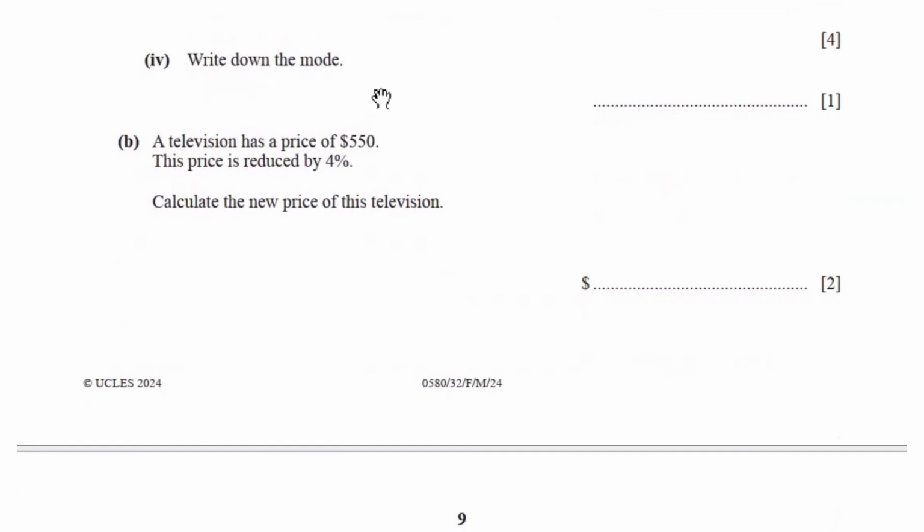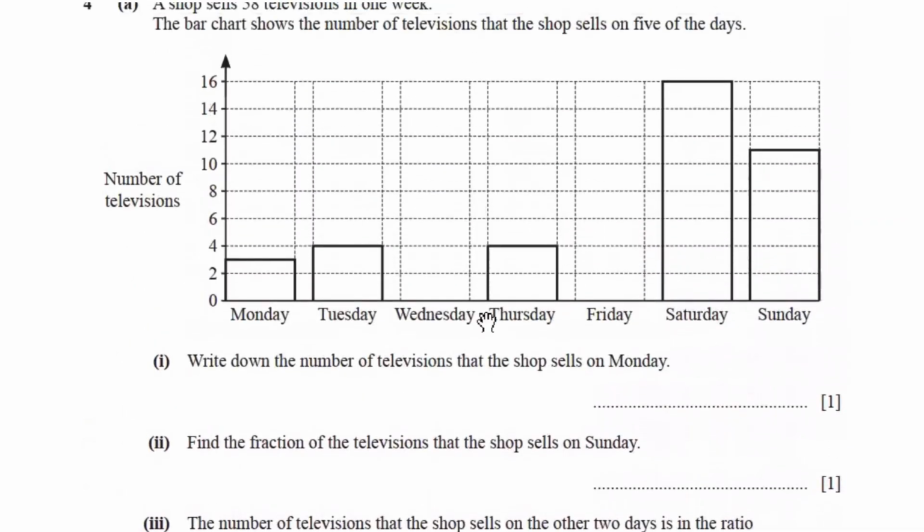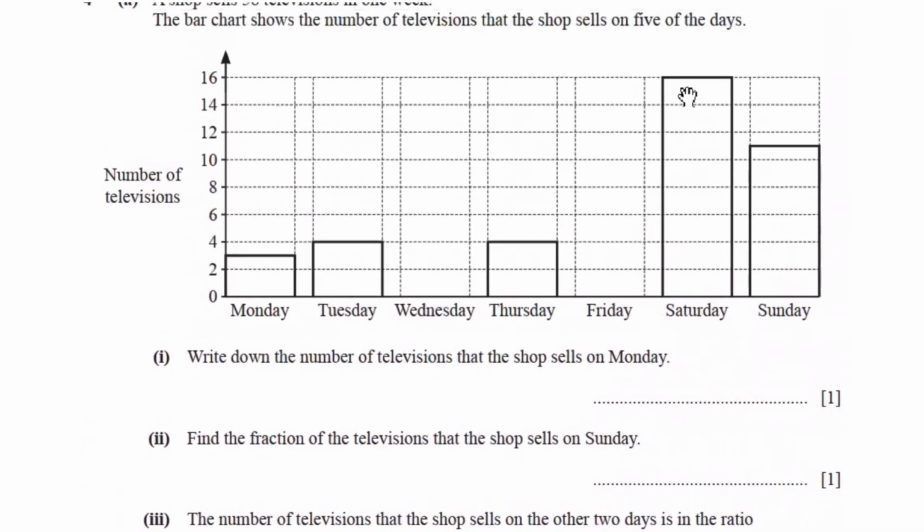Then it says write down the mode. Now mode is your highest frequency. So highest frequency is clearly for Saturday, where they're selling 16 TVs.